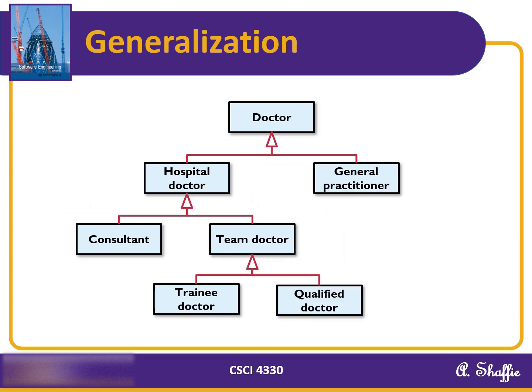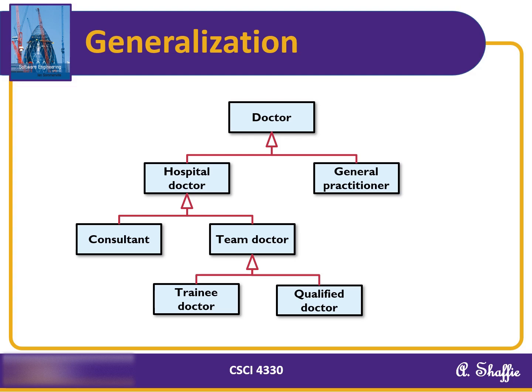Here we can see the generalization hierarchy showing that both hospital doctors and general practitioners can be generalized as doctors. Within the category of hospital doctor, there are three types. Trainee doctors who have just graduated from medical schools and need supervision. Registered doctors who can work independently as part of a consultant's team. And consultants who are senior doctors with full decision-making responsibilities.